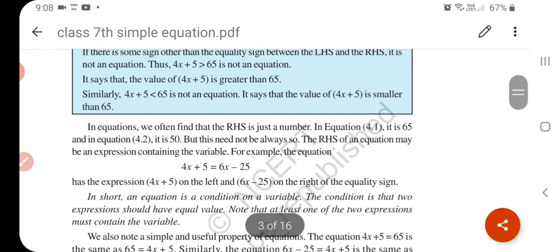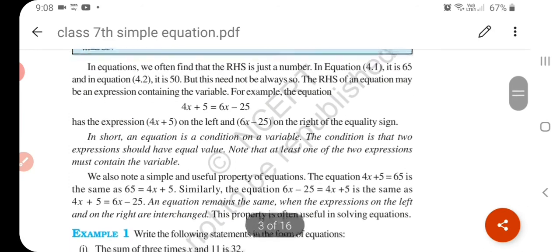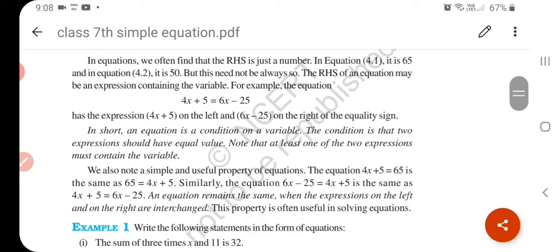Okay, now we have talked about this, it is called equation. In short, an equation is a condition on a variable. The condition is that two expressions should have equal value. Note that at least one of the two expressions must contain the variable. If we talk about equation, then it has a variable also. What is variable? That is unknown. We don't know what is the value. If you are going to market and you don't know what is the price of chocolate and what is the price of pen, that is unknown.